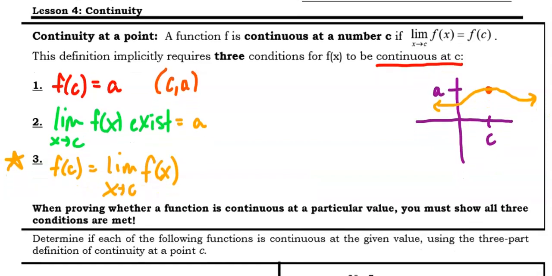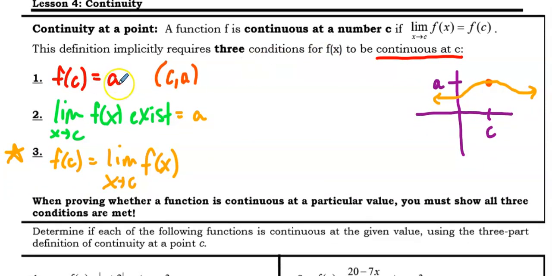So I'm going to do 4 examples with you guys, and I will just say really quickly that if for some reason one of these 2 things does not occur, so let's say the point's not defined or the limit doesn't exist, you can stop. You don't have to go through all 3 of them. If this is defined and this is defined and they're not equal, then obviously it's not continuous. So for something to be continuous, all 3 of these things have to be true.